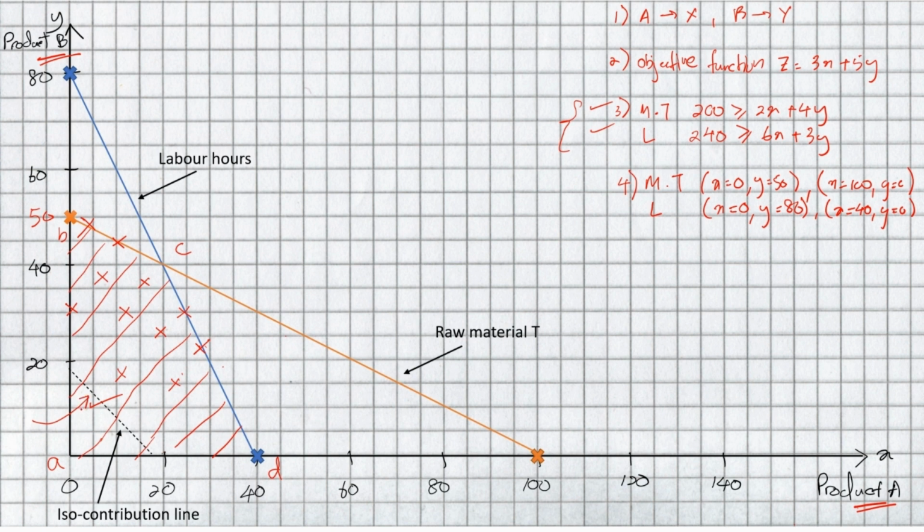This will be provided in the example. So what we are going to do is slide this iso-contribution line upward until it touches the final feasible point. And let's draw parallel lines to this iso-contribution line.